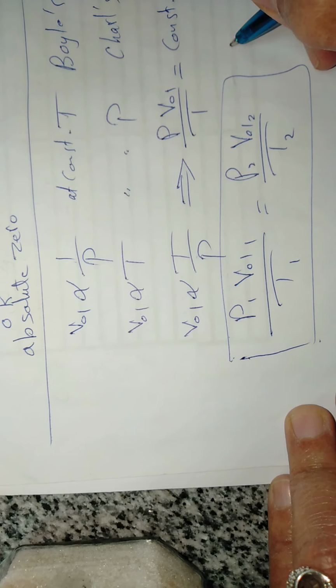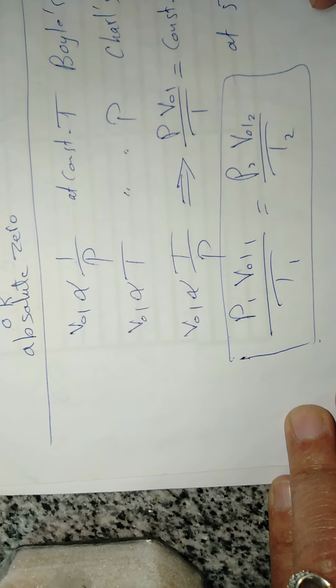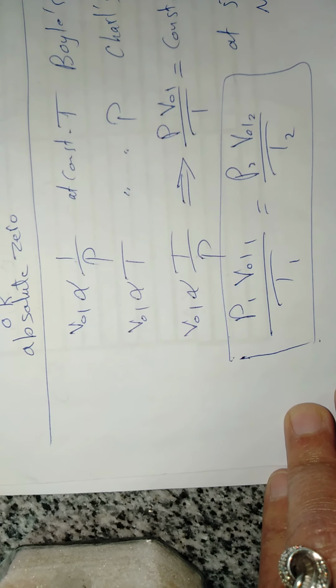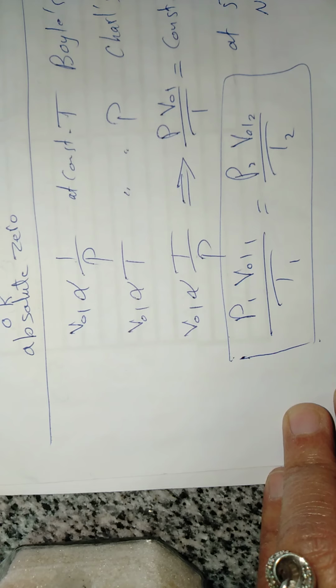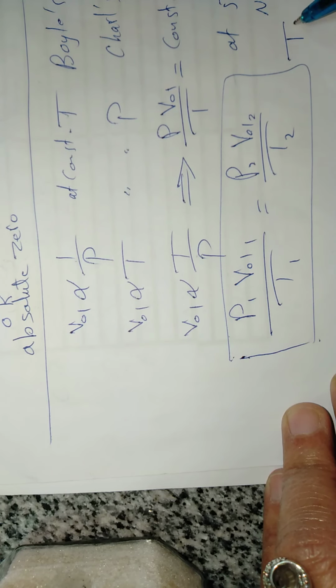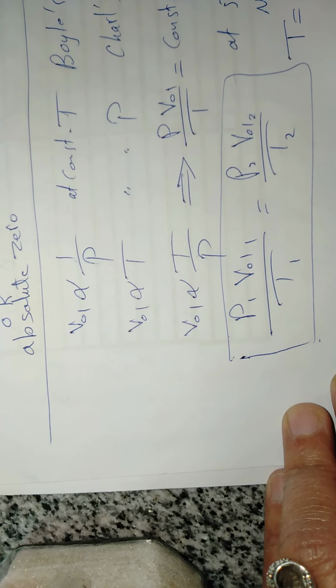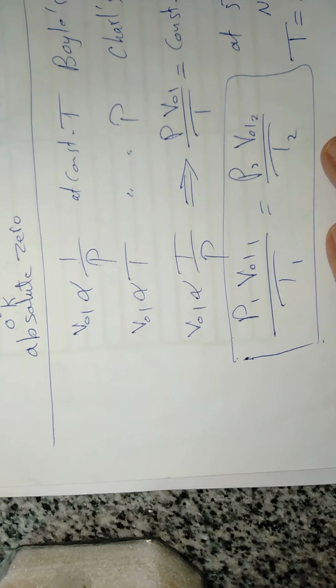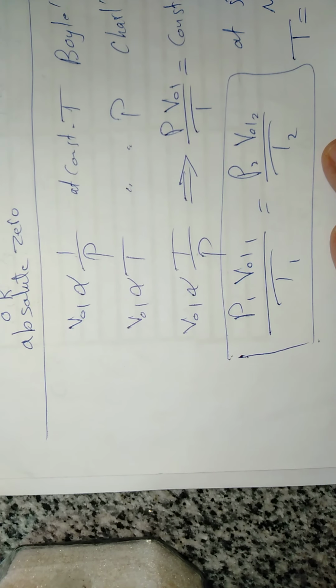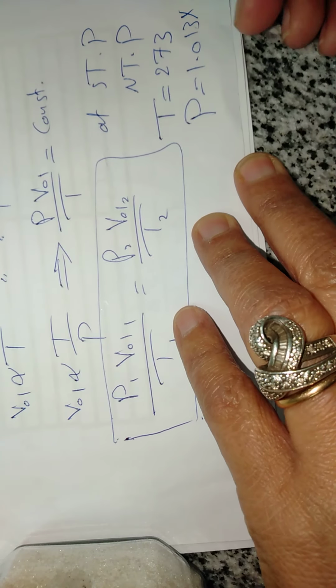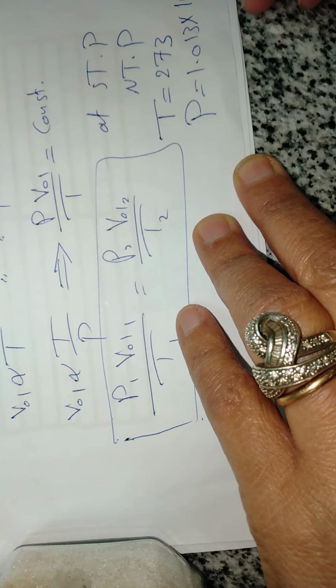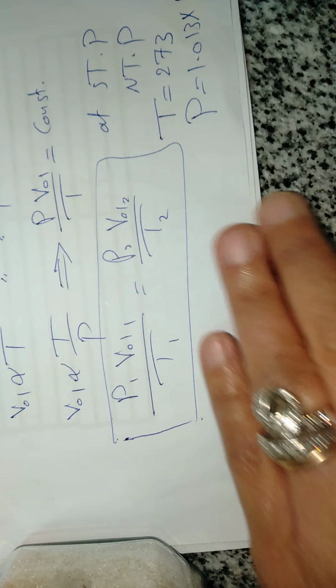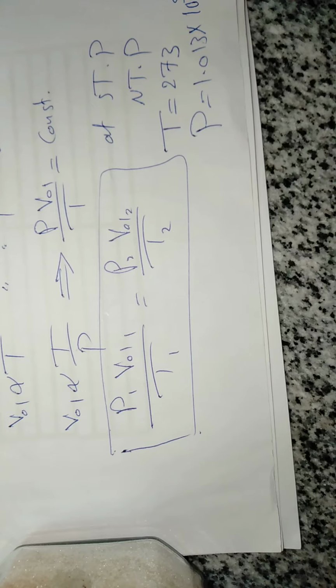And at STP or NTP, meaning standard temperature and pressure or normal temperature and pressure, the temperature will be 273 Kelvin, and the pressure will be 1.013 times 10^5 Newton per meter squared. Okay, and the volume will differ from one gas to another.